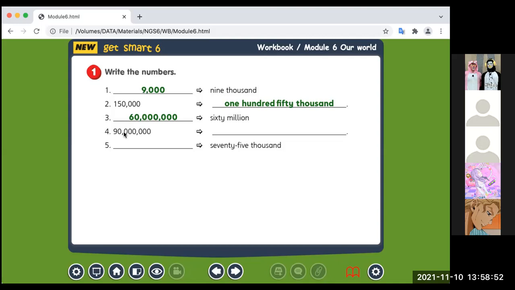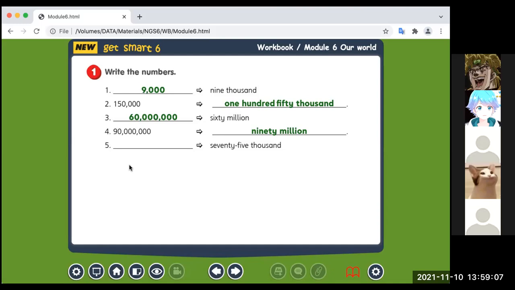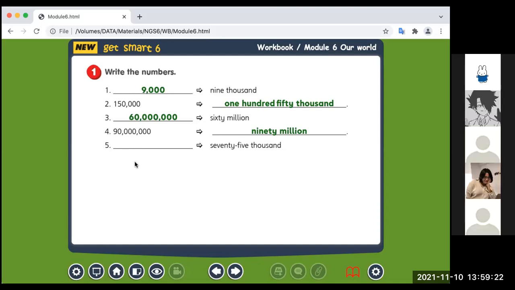Number 4. 90 million. Right. It's 90 million. Correct. And how do you write in numbers? 75,000. Yes, you can type in the chat. Right. Good, Anda. Yes, so this is 75,000.